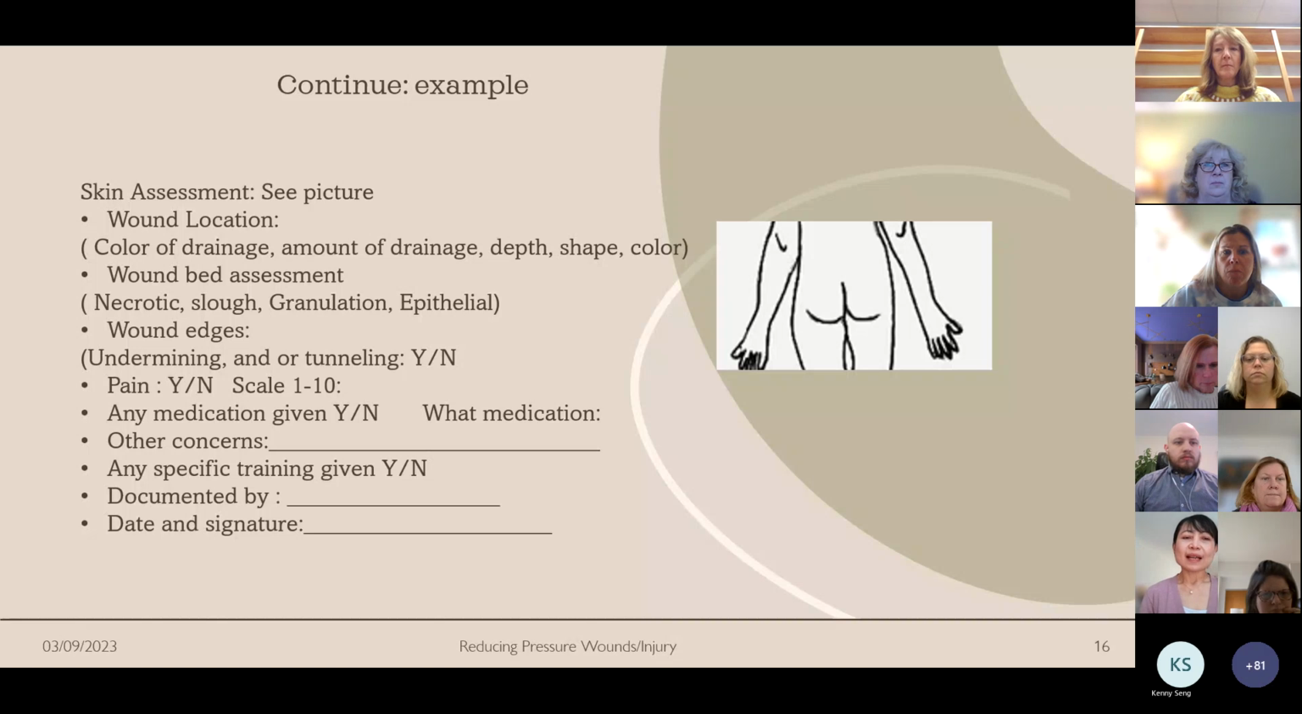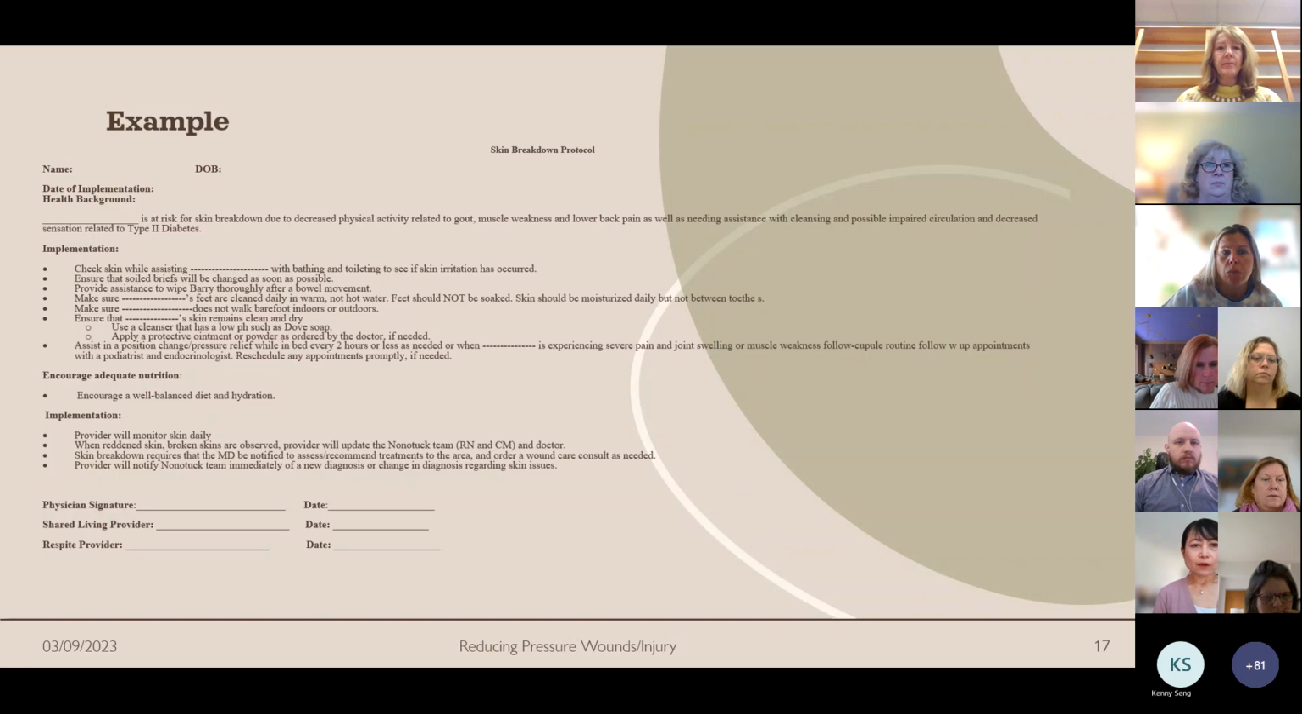So next slide, please. This is the example that I received also from another nurse. I guess I can say it right. I believe this is Jessica Wicks who made this. And the previous one I think is from Adjoa. So this one is very small, but this is also an example for the skin breakdown protocol.